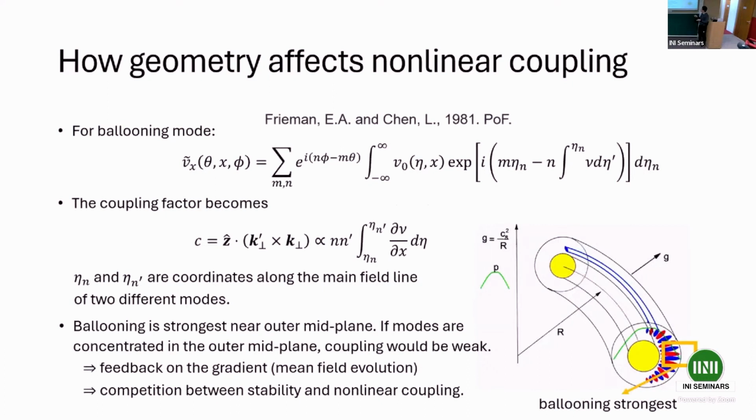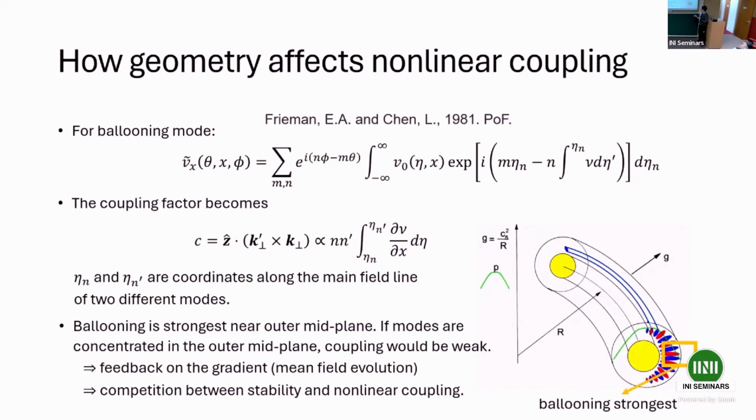But for the ballooning mode, the picture is even more subtle. If we calculate the coupling factor, which is calculated by Freeman and Chen in their nonlinear gyrokinetics paper, we can see this coupling factor is proportional to this integral. You may ask, what are eta n prime and eta n? They are the coordinates. n and n prime denote two different ballooning modes.